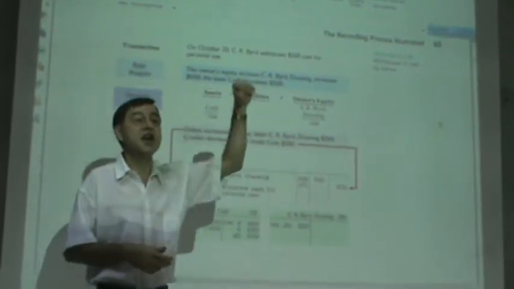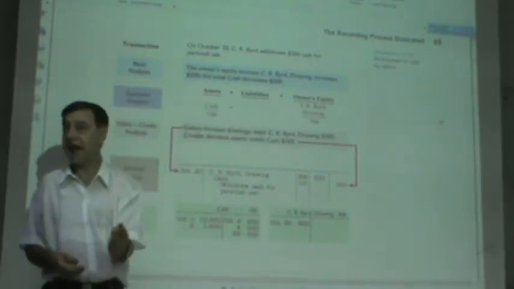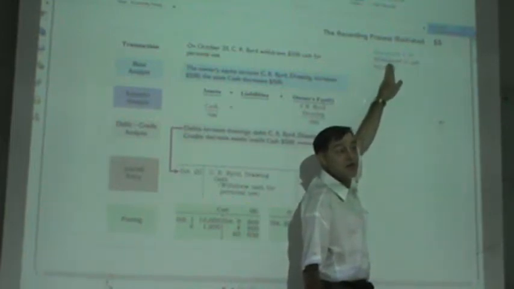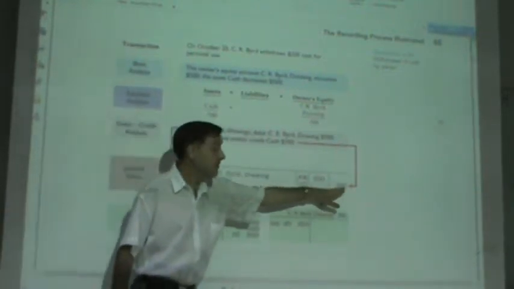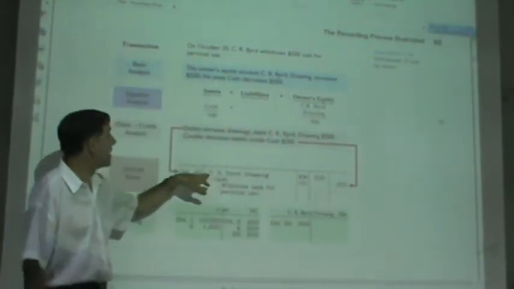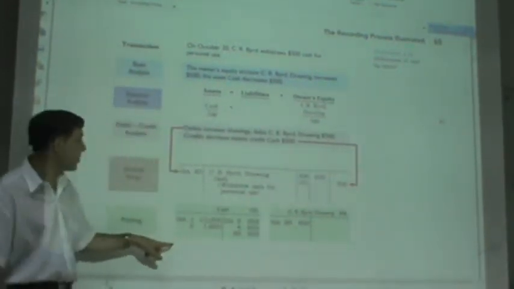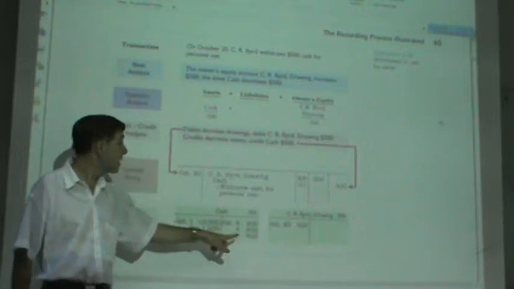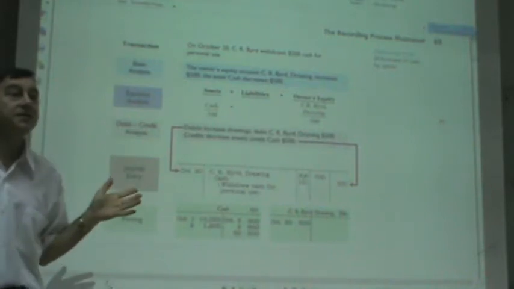Next one, withdrawal of cash by owner. That's easy. Cash goes down. So cash goes down, becomes credit cash. And then withdrawal of capital becomes debit. So we'll look at it. Cash, credit. Credit means the right one. And drawing or capital withdrawal, debit. So the cash, now you have this 500 credit, you just copy here. And the withdrawal is a debit. That's it. That's the step.